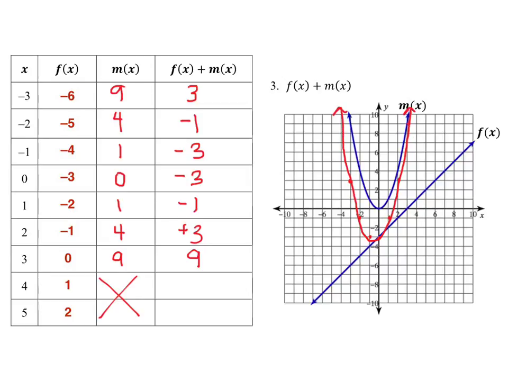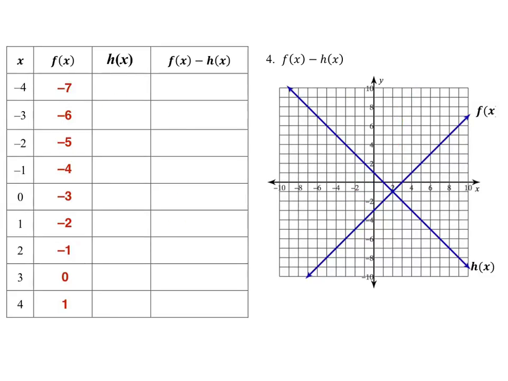And that's my graph for f of x plus m of x. Number 4, instead of adding, we are subtracting. So I have f of x minus h of x. F of x is the exact same f of x we've used on 1, 2, and 3. So I'm going to fill in the points for h of x.